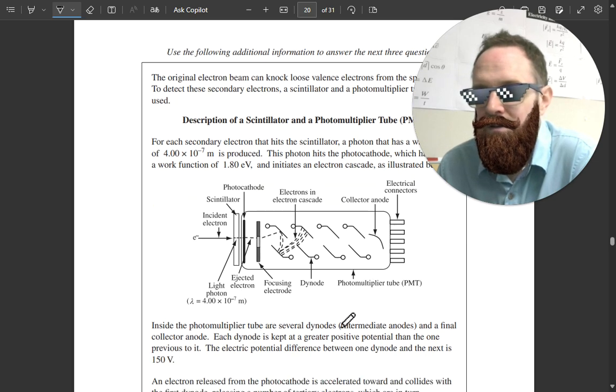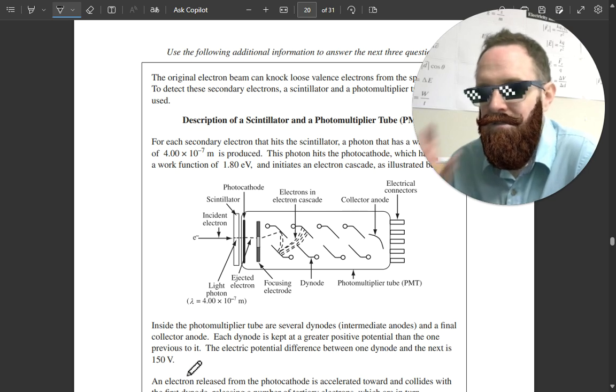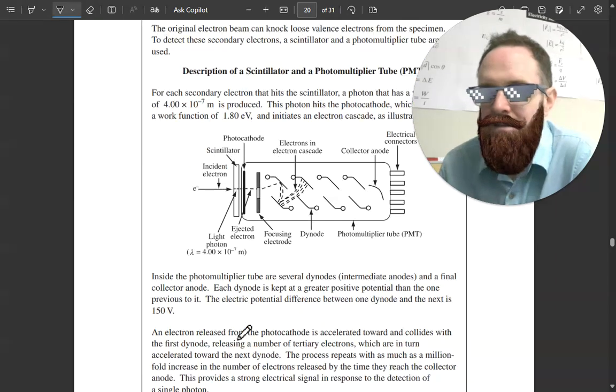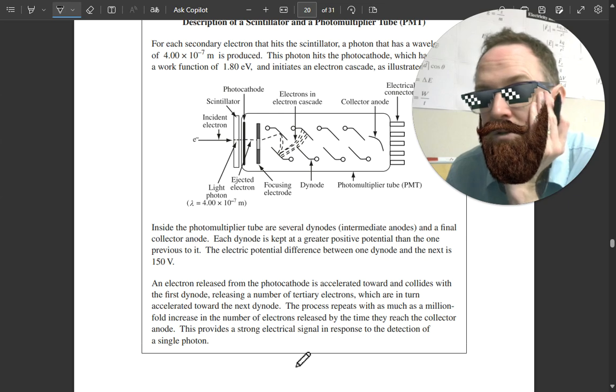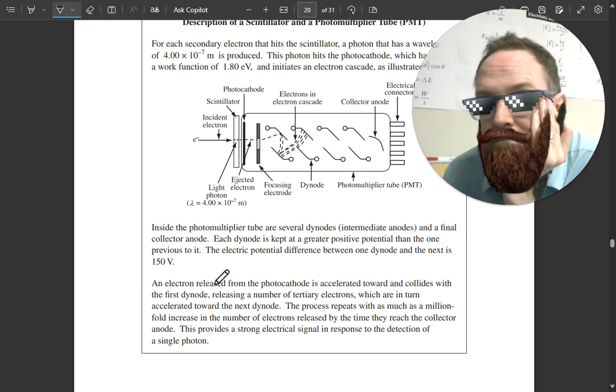Inside a photomultiplier tube, there's several diodes and a final collector. Each diode is kept at a greater positive potential than the one previous to it, and the electrical potential difference between one diode and the next is 150 volts. All right, might be useful. The electron released from the photocathode is accelerated towards and collides with the first diode, releasing a number of tertiary electrons, which in turn accelerate to the next one. The process repeats, with a million-fold increase in the number of electrons released by the time they reach the collector. This provides a strong electrical signal in response to the detection of a single photon. That is pretty cool.